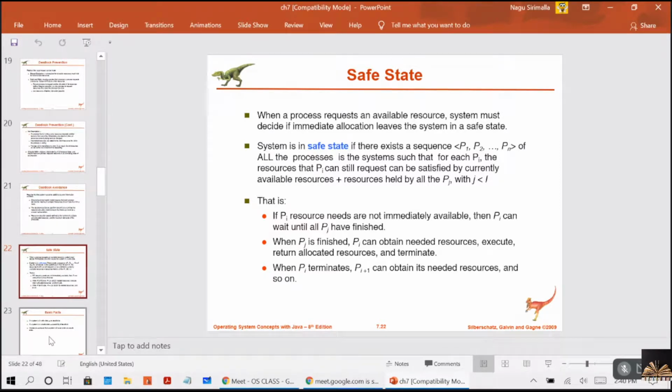So there are three algorithms designed for deadlock avoidance. One is the safe state, the second one is the resource allocation graph, and the third one is Banker's algorithm.